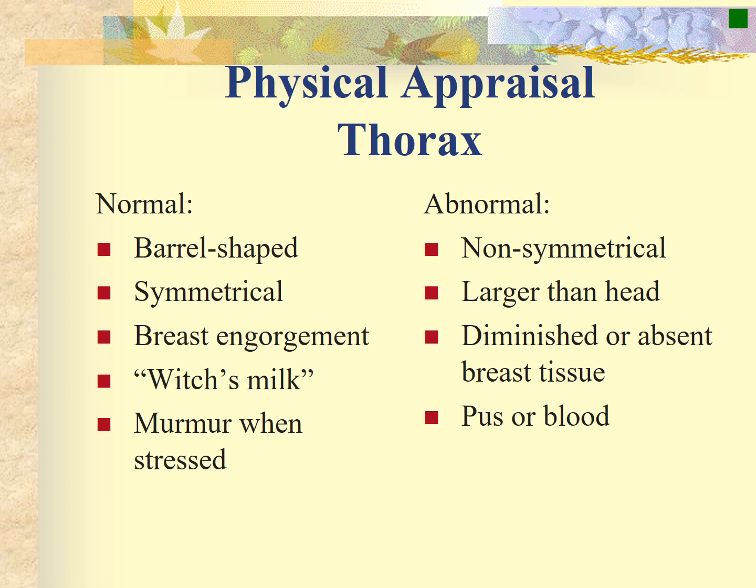Abnormal would be the chest wall is not symmetrical. There's a favor on one side or the other that's larger, and you wonder about tumors or organs being abnormally displaced. A chest that's larger than the head is not normal, and they may have no breast tissue at all. If there's any pus or blood coming out of the breast tissue, that's unhealthy. It needs to be evaluated.